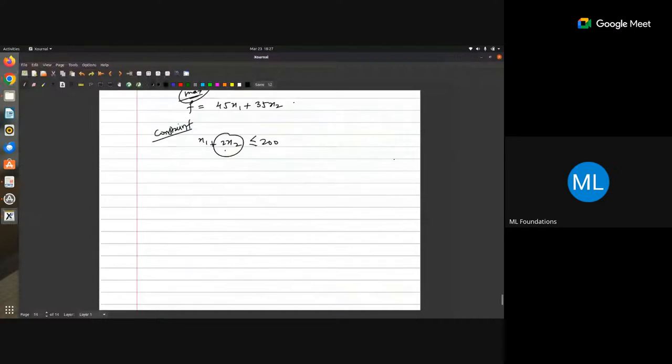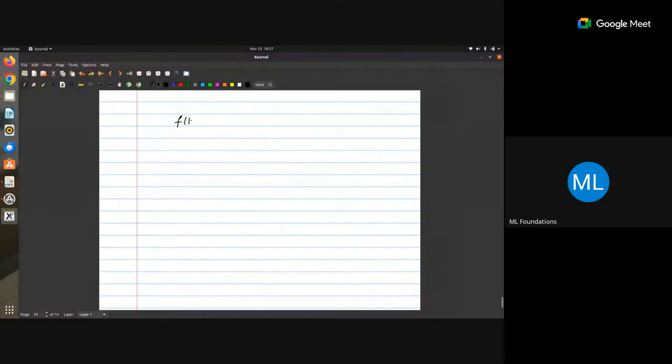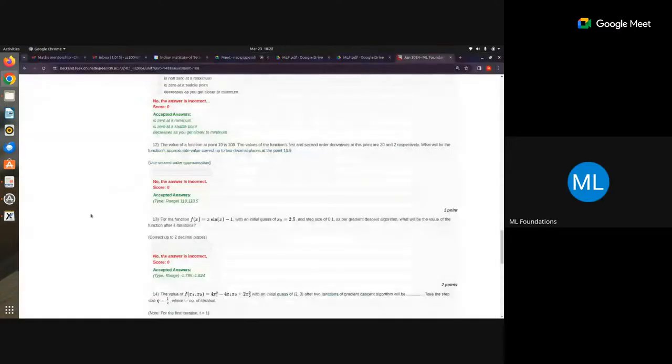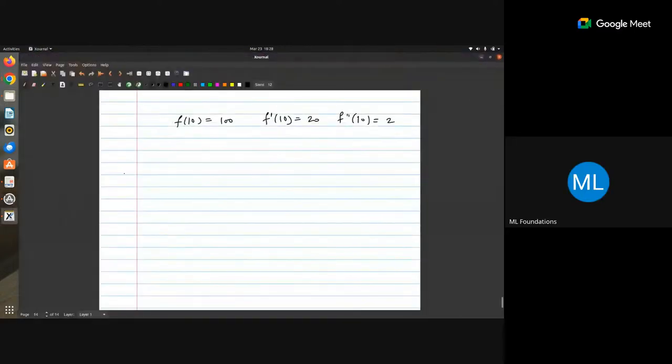At the point 10.5, okay, so now the function's value at 10 is how much? 100. The function's first derivative at 10 is 20, and the second derivative at 10 is 2. Right, okay. So what is our Taylor series? f of x plus h is equal to f of x plus h f dash of x plus h square by 2 factorial f double dash of x and so on.